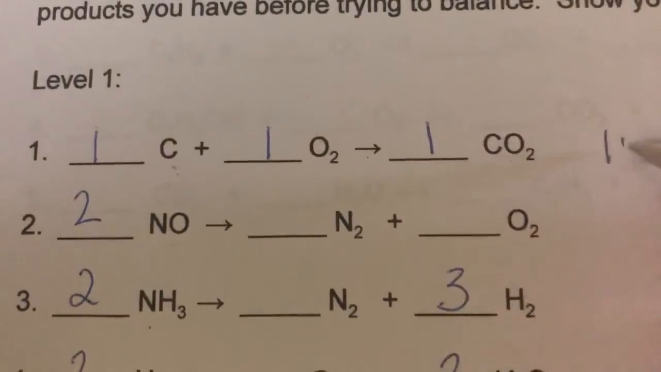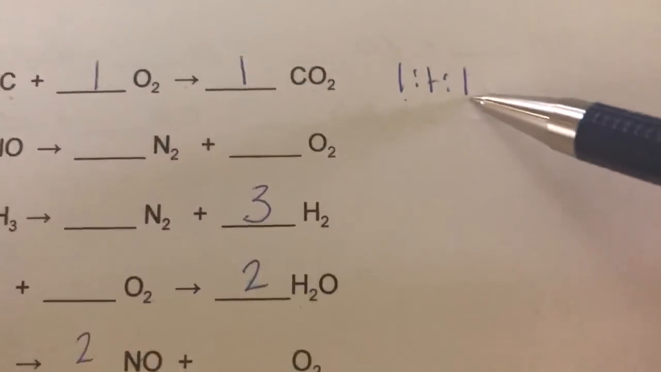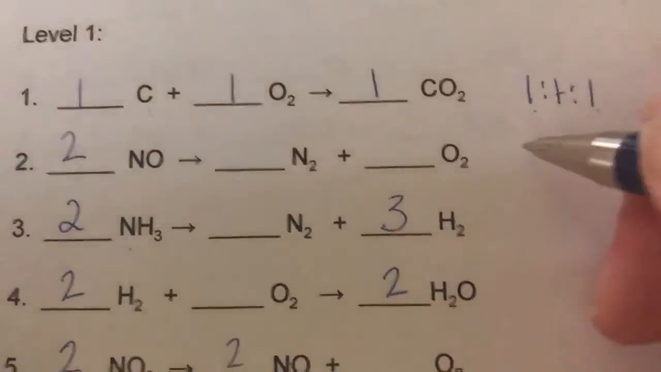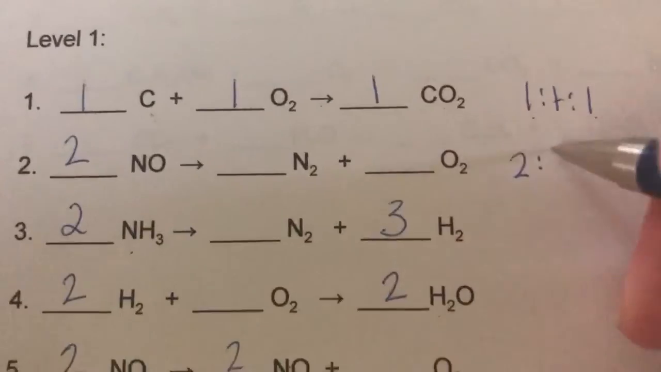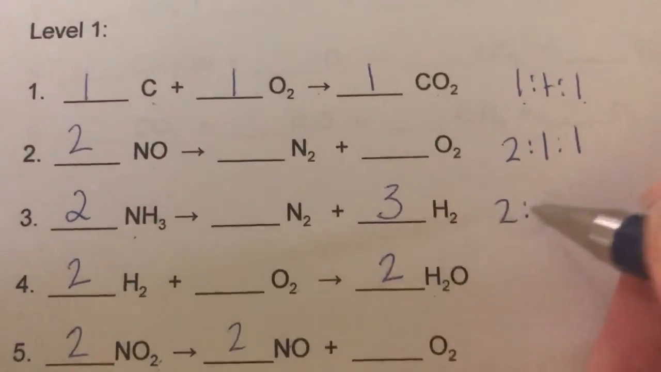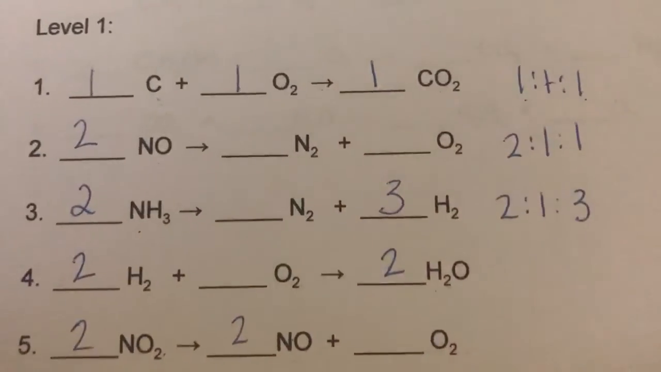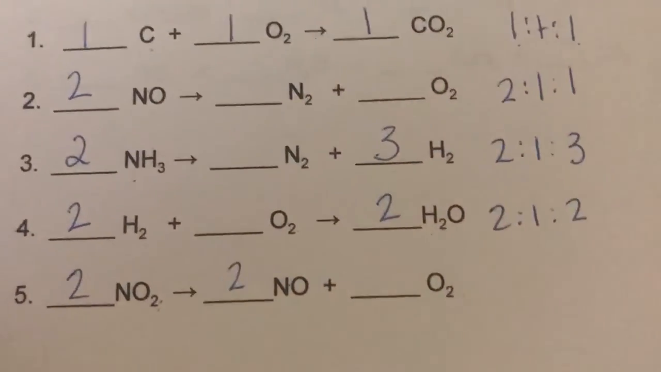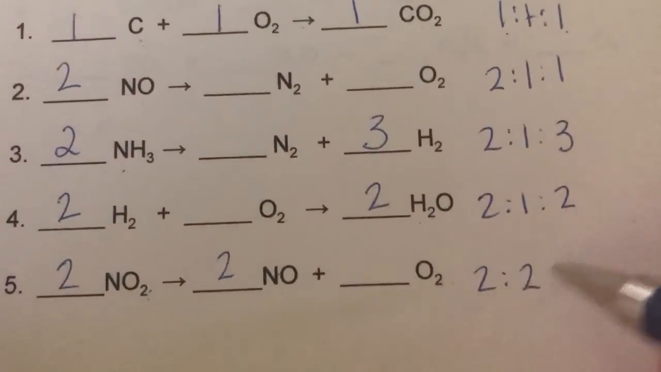Now, one thing that we're going to do here as we move into the next unit is, off to the side here, we're going to write a ratio, 1 to 1 to 1. We would sometimes answer the question in this format. If I would look at number 2, I would record it as 2 to 1 to 1. For number 3, I would record off to the side as 2 to 1 to 3. And here this is 2 to 1 to 2. And this guy here is 2 to 2 to 1.